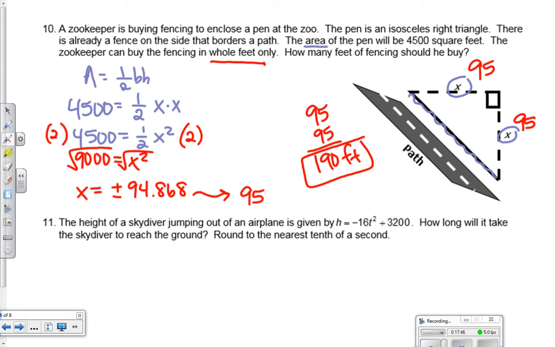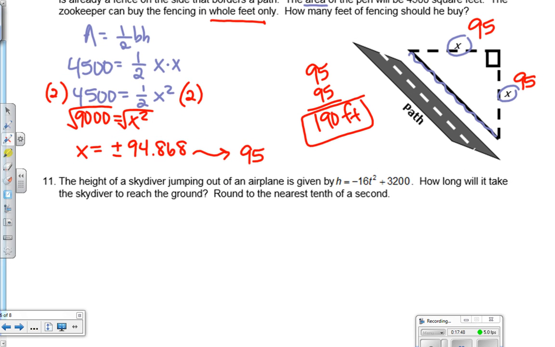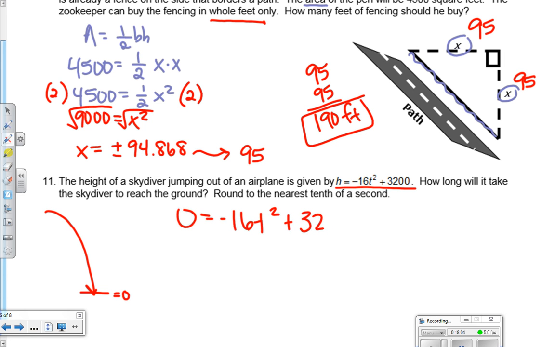Alrighty, 3 more problems. The height of a skydiver jumping out of an airplane is given by this equation. How long will it take to reach the ground? Very similar to that sack of money falling out. Same thing with the skydiver, right? If we want the ground, that's a height of 0. So 0 equals negative 16t squared plus 3,200.